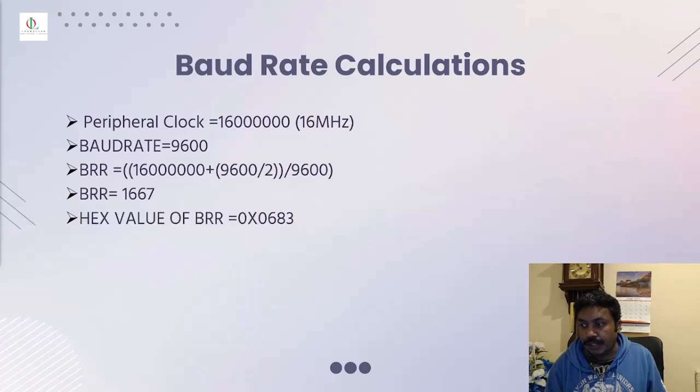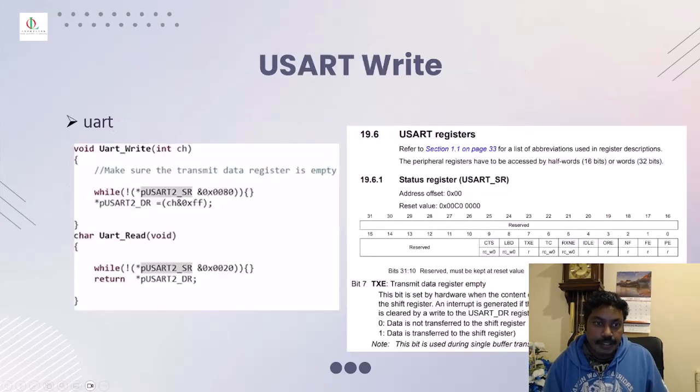So we hit the baud rate calculation. This is the USART write program. We write with the USART status register. You have to enable TXE, the transmit data register empty, and once it's empty, then send data. Data is transferred to the shift register by giving 0xFF, meaning 0 cross 1.